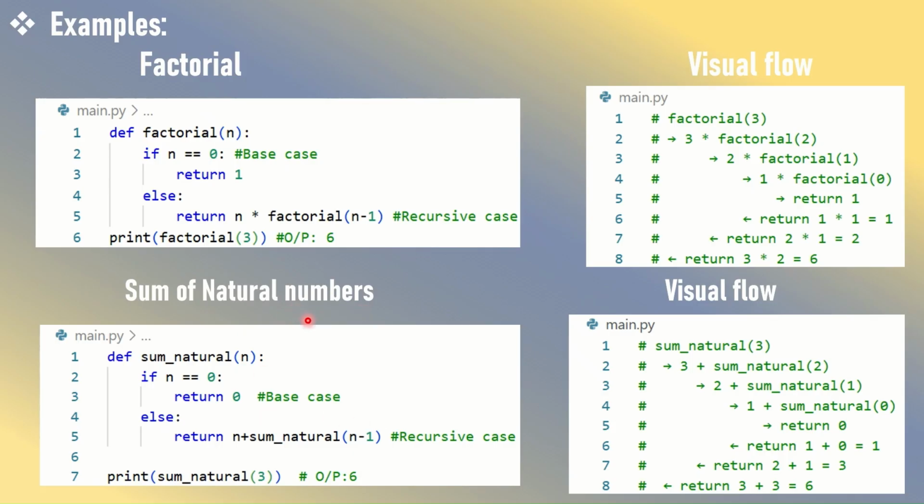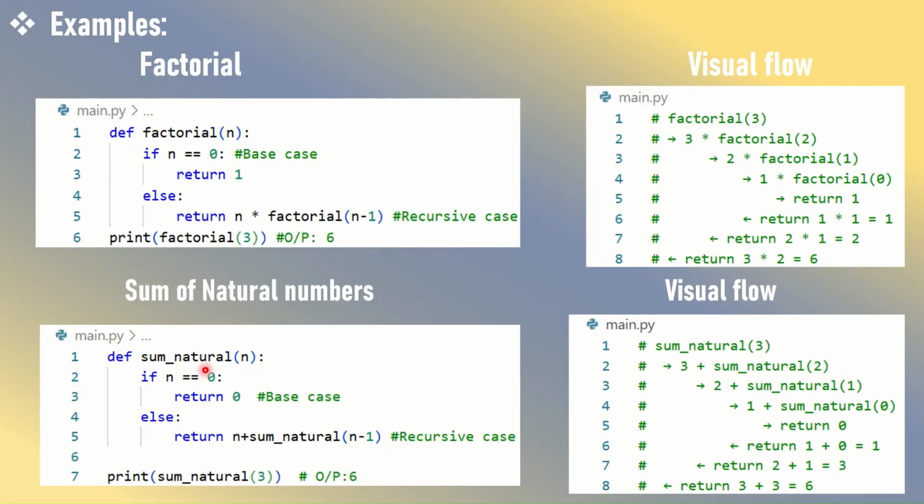Suppose I would like to find the sum of all the natural numbers. Let's say if the n value is 3, the sum of all natural numbers will be 1 plus 2 plus 3, right? Or else 3 plus 2 plus 1. Up to that number, we need to add the sum of all natural numbers. Let's see the example here.